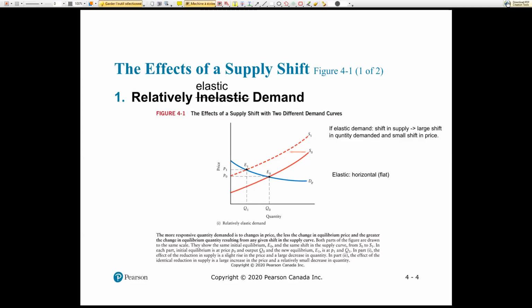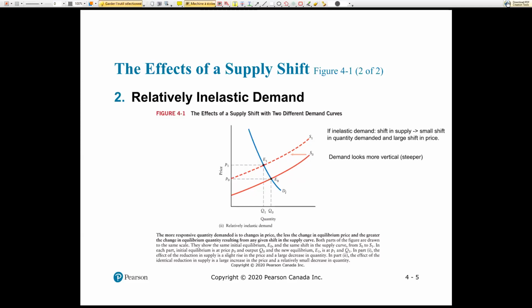Sorry, can you repeat for the inelastic, when the price goes up, people have to buy the product. So why don't you understand? It's this. If the supply shifts to the left, then you have a small shift in quantity because people are not able to react all that much to it, and a large shift in price. And it looks very steep.